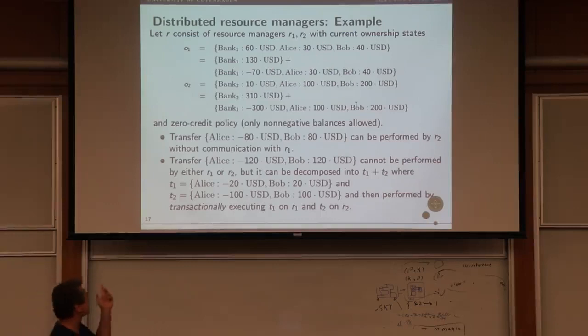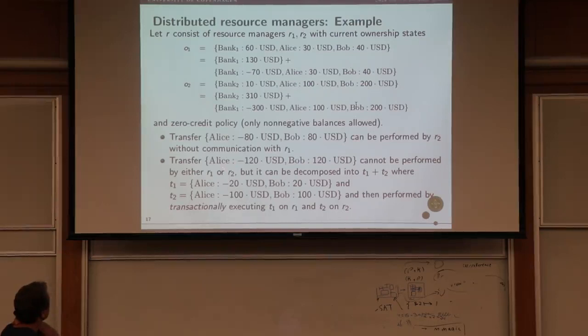But usually if Alice actually knows she has to transfer money, she knows where the money is. So she might actually send it directly to R2. And R2 then will say, yes, I can validate and effect the resource transfer without any communication with R1. So there is no communication between R2 and R1.